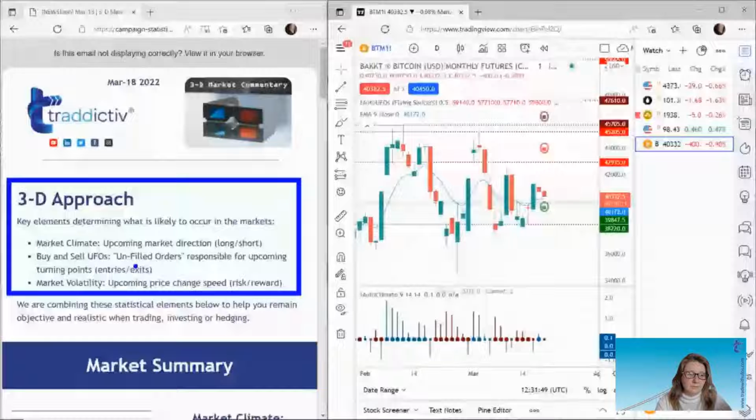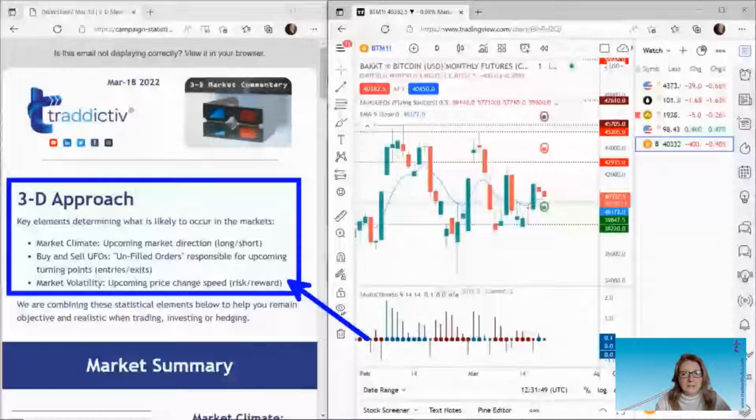Then we want to figure out, where do we have buyers and sellers that could change things? This is where we look for buy and sell UFOs. UFO in this context stands for unfilled orders, and we're looking for buy orders and sell orders that could push price up or down respectively. So again, we use an app, Auto UFOs in this case, and this app shows us with the green UFOs where buyers are, and with the red UFOs where sellers are. So we'll look at that per market as well.